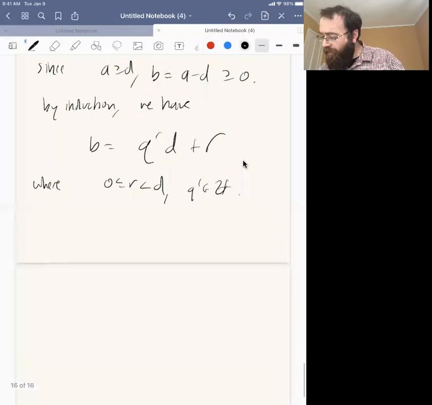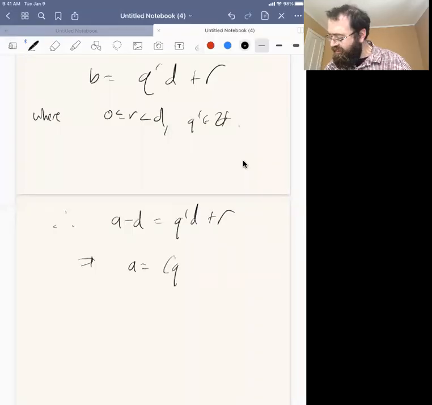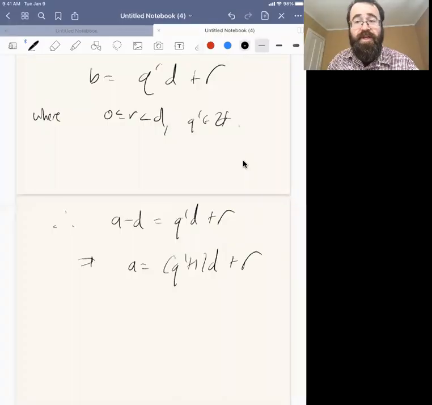Okay, so this equation is saying, therefore we have A minus D equals Q prime D plus R, and that's saying that A is Q prime plus 1 times D plus R. And so there's the existence of Q and R, right? So this is what we're going to now call Q, and that's A is QD plus R. So that's the existence of the division. I haven't gotten uniqueness yet. I'll do it at the end. That's the existence of the division algorithm for all A greater than or equal to 0.